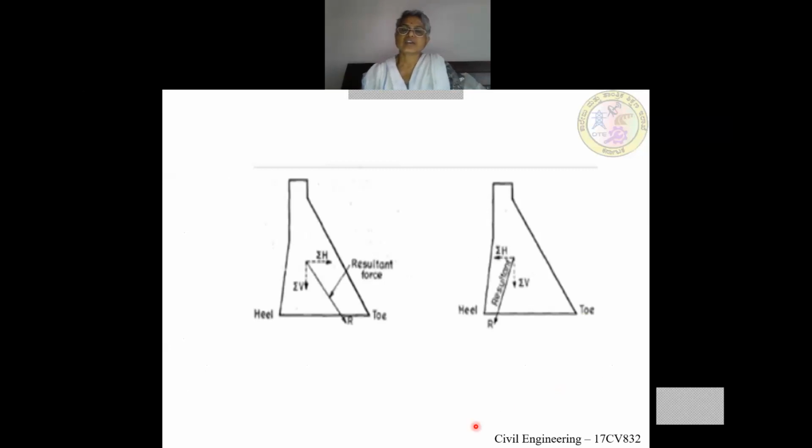So you can see when the reservoir is full, that is when there is water in the reservoir, the resultant will pass towards the toe. If the reservoir is empty, the resultant will pass very near to the heel. This point you have to remember.